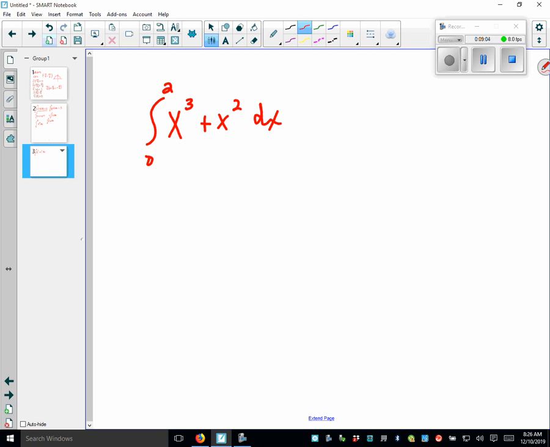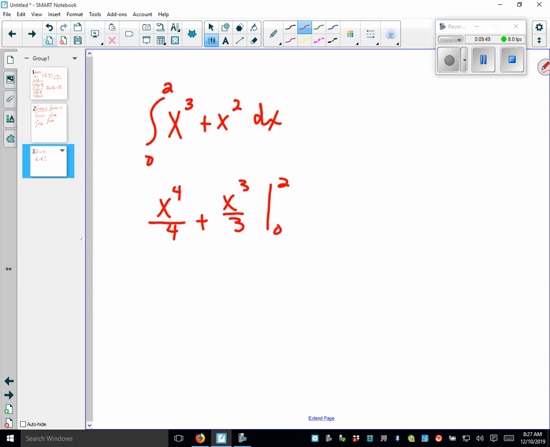So, doesn't that mean I have x to the 4th over 4 plus x cubed over 3 from 0 to 2? Is that what that means? So now the first thing I'm going to do is put a 2 in. Every time you solve those, like with the fundamental theorem, you get that. Yes. What is 2 to the 4th?